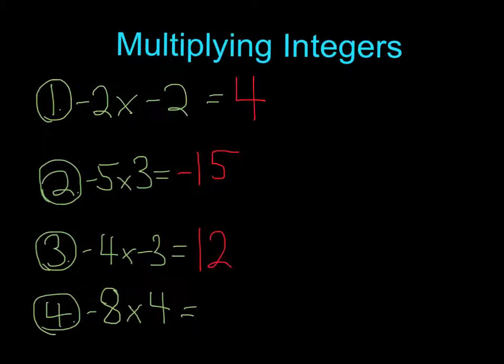For number 4, we're multiplying a negative number and a positive number like we did in number 2. So -8 times a positive 4 is going to be a negative 32. And that is all you need to know for how to multiply integers.